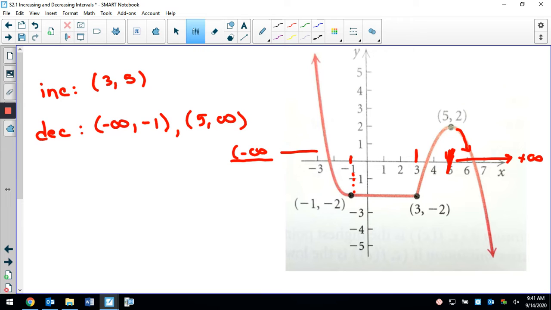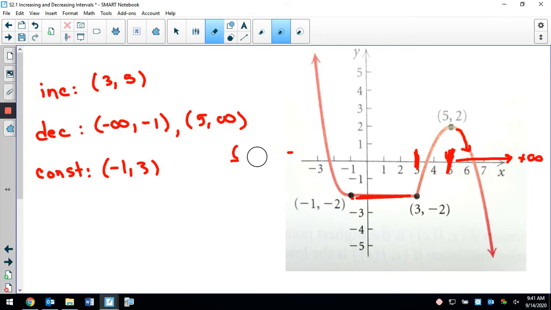the graph is decreasing. And in this example, we do have something that is constant. The interval from negative 1 on the x-axis to positive 3 on the x-axis is constant, right? Because it's horizontal. All right, and that's how we do that.